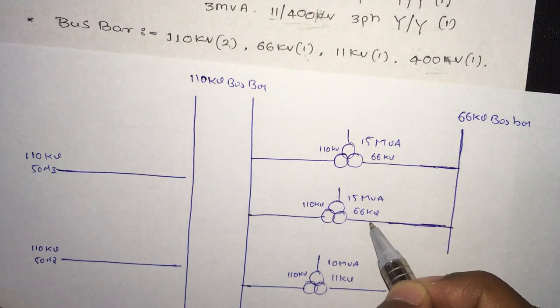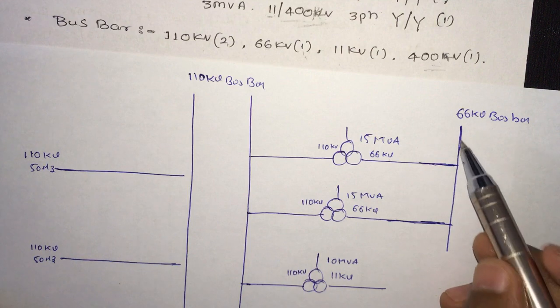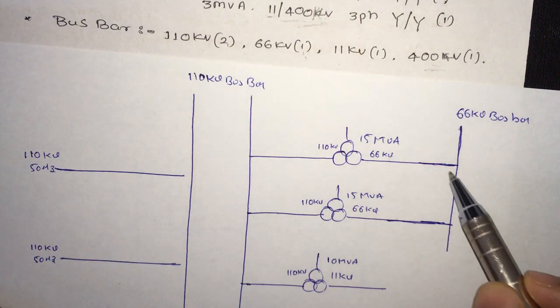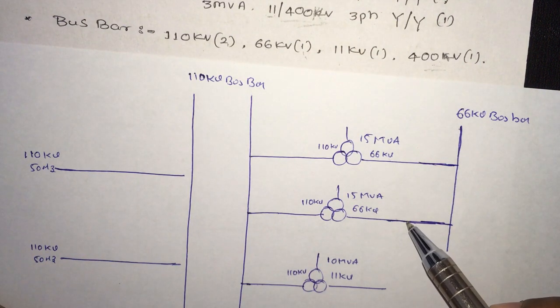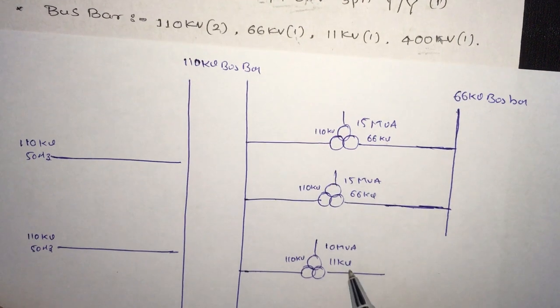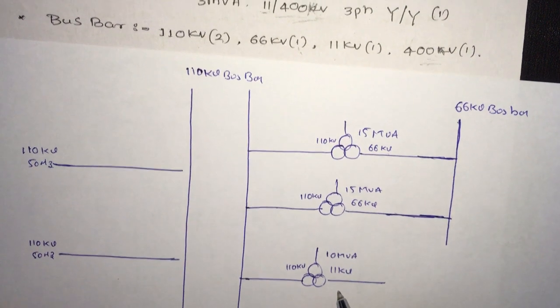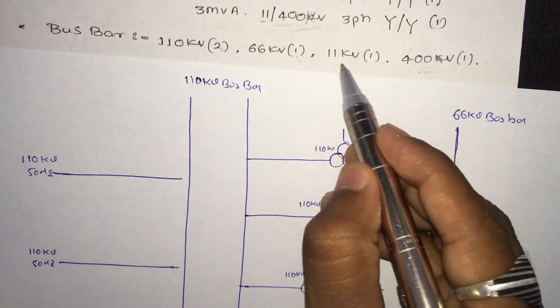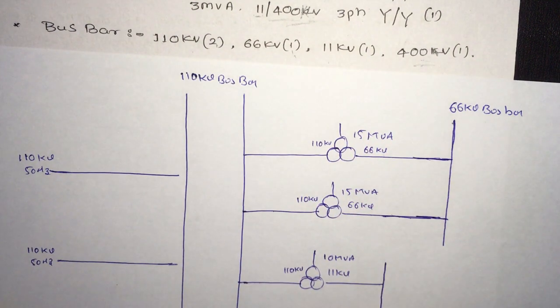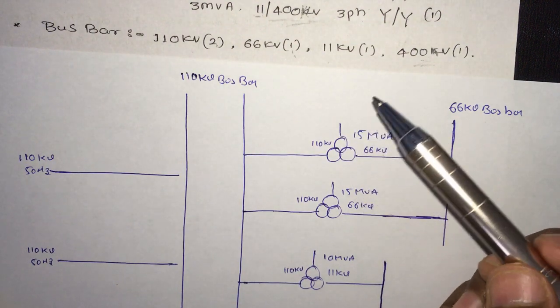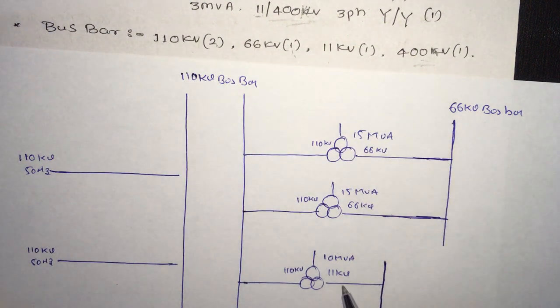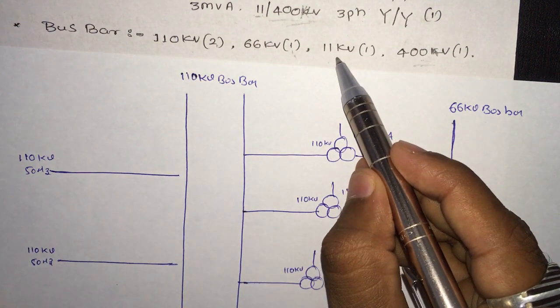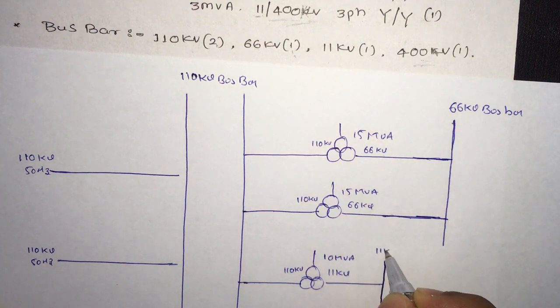66 kV was the outgoing from the transformer secondary, so we attached our 66 kV bus bar to the 66 kV line. And here it is 11 kV, and we are having one bus bar with 11 kV. You can use that to attach here. Just be aware, we are attaching with similar voltages. 11 kV was the secondary voltage, and here it is 11 kV bus bar.